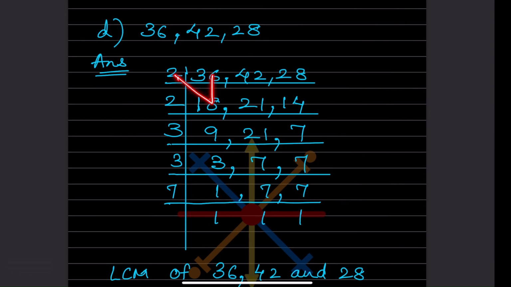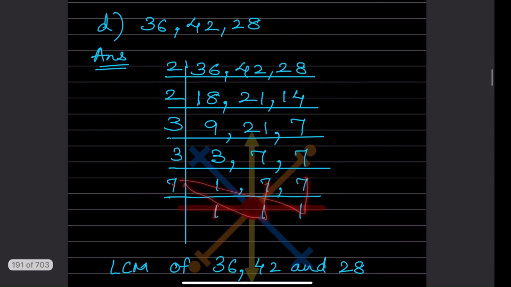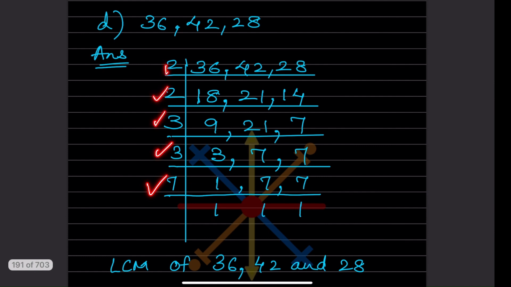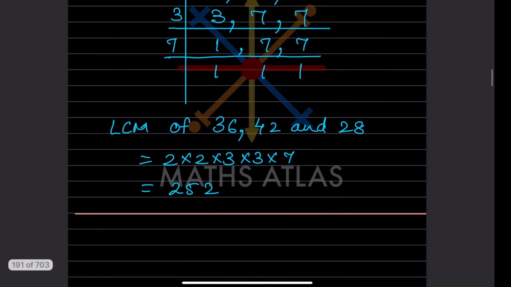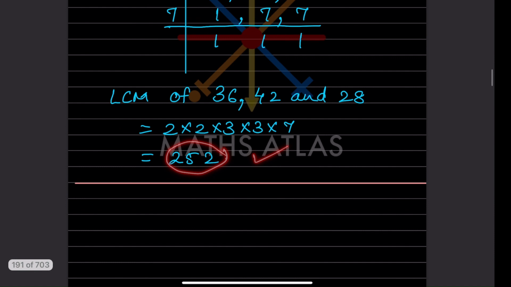2 18s are, 2 21s are, 2 14s are, 2 nines are, 2 sevens are, and this 21 as it is. So now 3 threes are, 3 sevens are, and this 7 as it is. 3 ones are, 7 and 7 as it is. Now this 1, 7 ones are, and 7 ones are. So whatever you can see, these are the factors, that is 252.